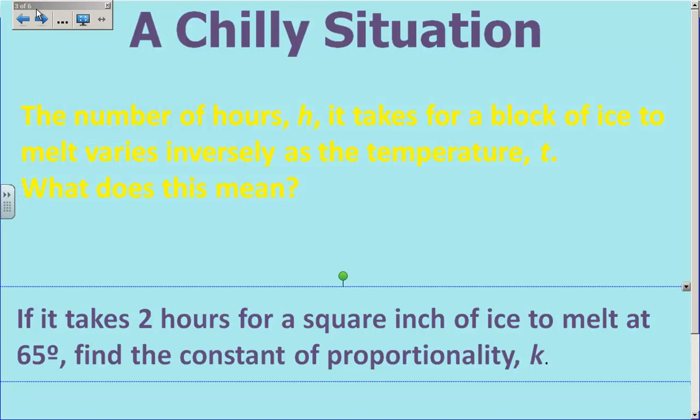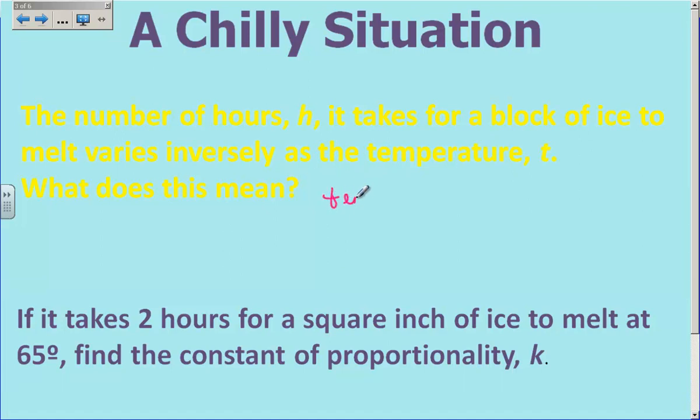So we have another chili situation. The number of hours, or h, it takes for a block of ice to melt varies inversely with the temperature T. What does this mean? Well, what this means is, if you think about a block of ice and you want it to melt, what is going to happen as the temperature increases?